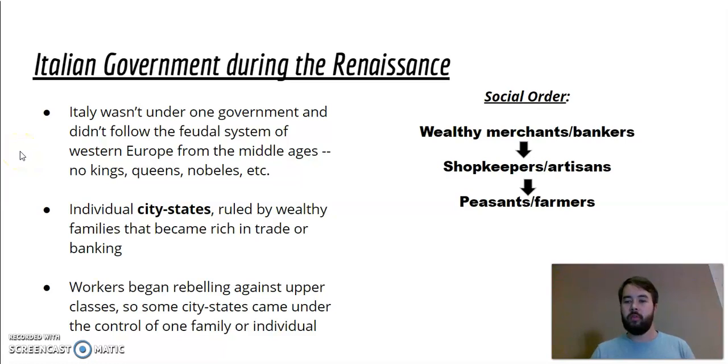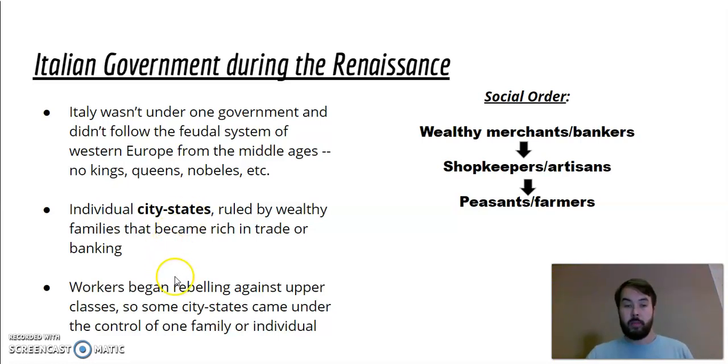All right, so the Italian government during the Renaissance, they weren't under one central government. Remember from earlier in the year, in Italy, the feudal system from Western Europe had not really taken hold. They didn't have one central government like had taken control in Western Europe during the Middle Ages. They had individual, what were called city-states, okay? They were ruled by wealthy families that became rich in trade or banking.